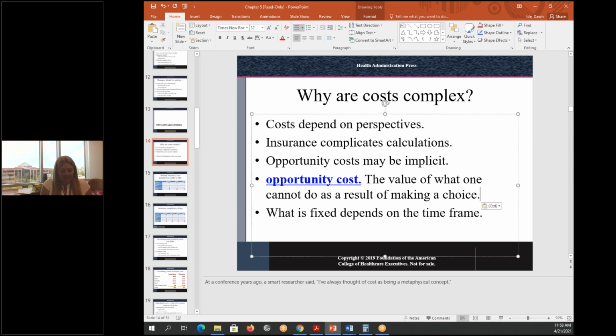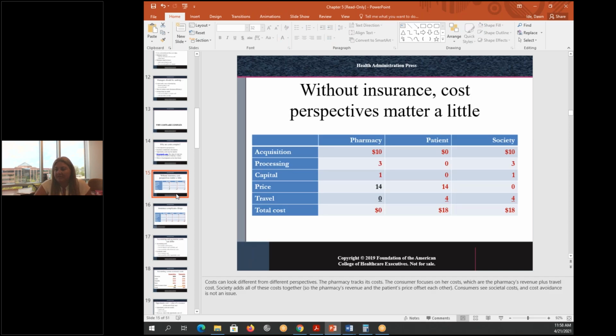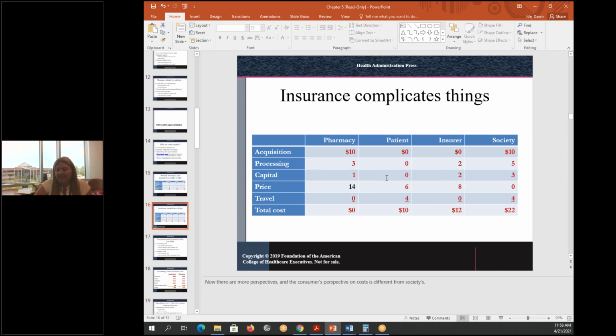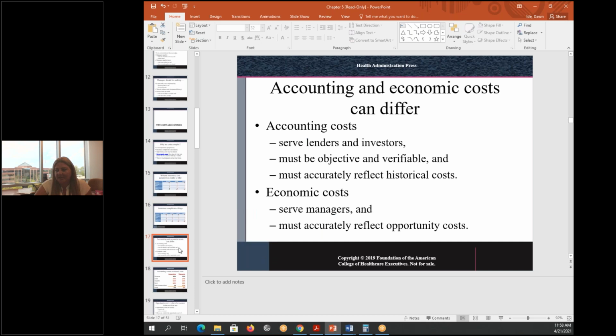This slide talks about opportunity costs. I just want to make sure I give you the definition of what opportunity cost is. It's the value of what one cannot do as a result of making a choice. Cannot do, right? So it's costing you that you can't do something now. And what is fixed depends on the time frame, like fixed costs. Without insurance, cost perspectives matter a little. Insurance tends to complicate things, of course.